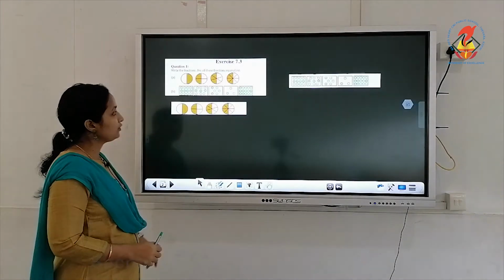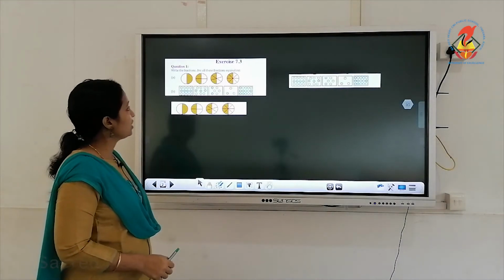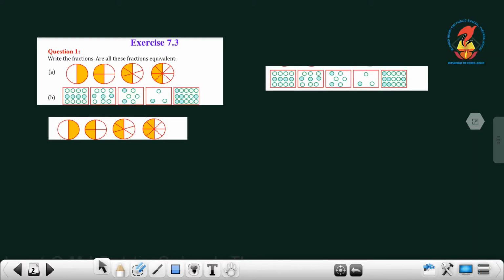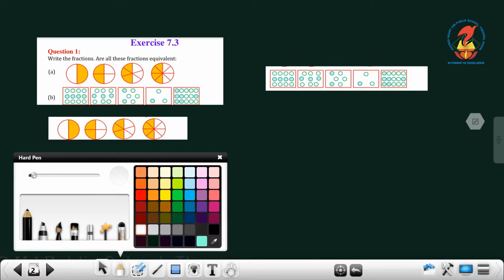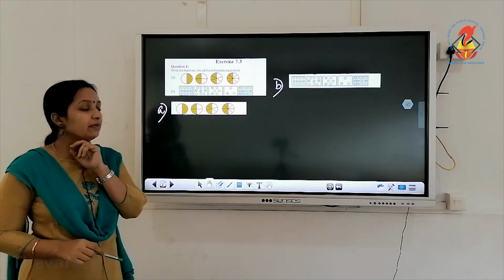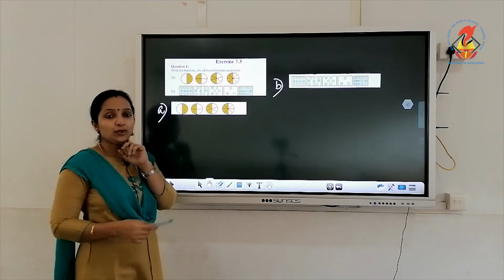Now move to the first question. Write the fractions. Are all these fractions equivalent? We have to check whether these two fractions are equivalent. This is question number A and this is question number E. So if you want to check whether two fractions are equivalent, you do one thing.